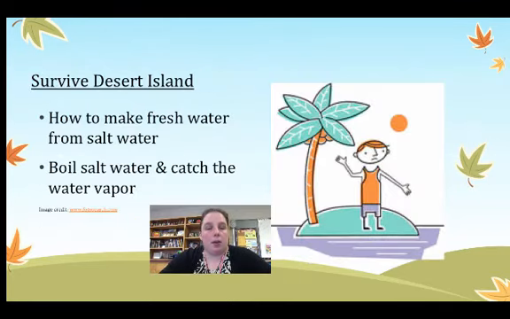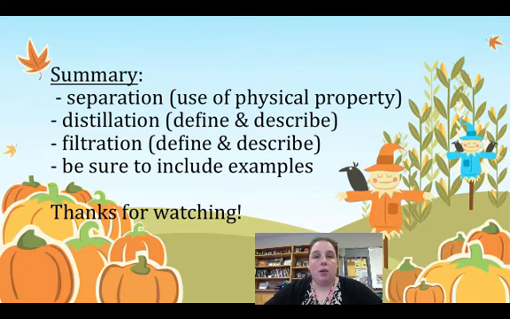So if you are on a desert island all by yourself and you need to make yourself some fresh water and you don't have that water survival filter that we saw with the filtration, if you boil the water and catch it, maybe in a t-shirt, and catch that water vapor, the salt will stay behind and you can actually drink that water vapor. All right, summary time.